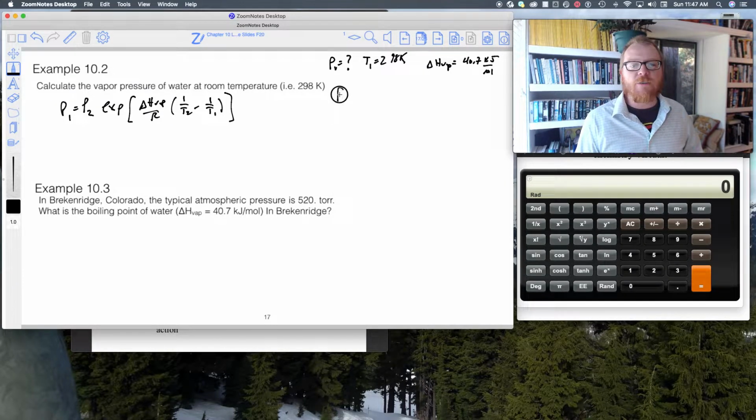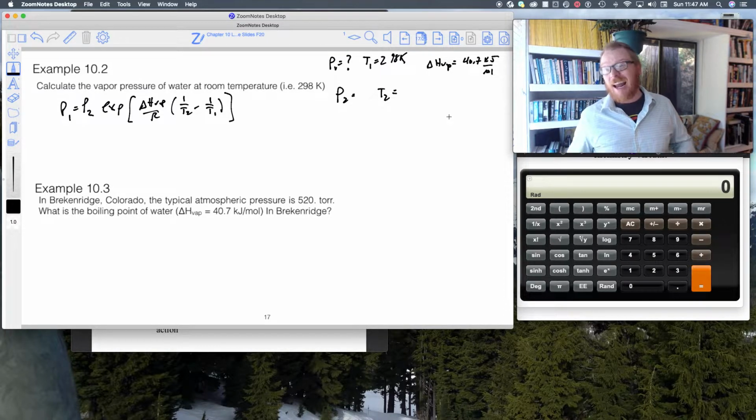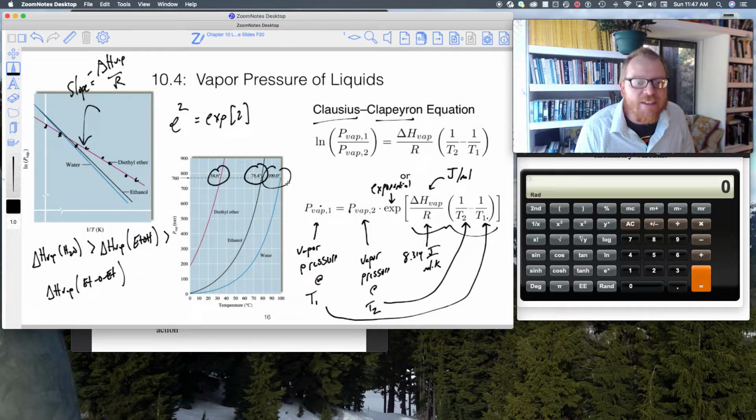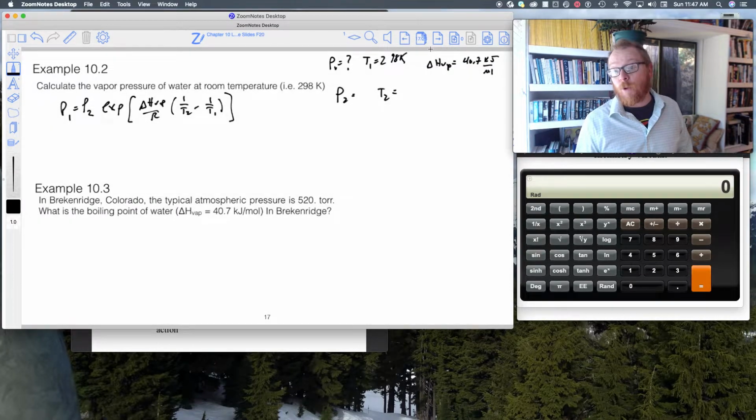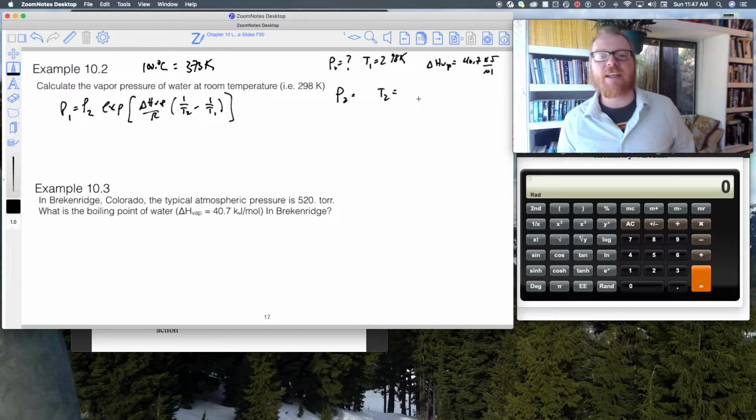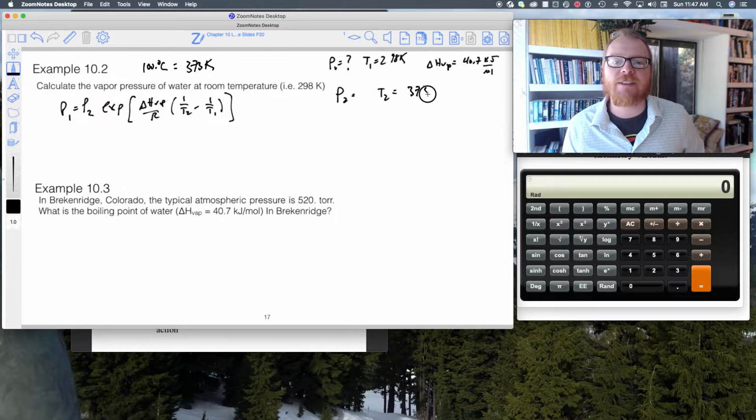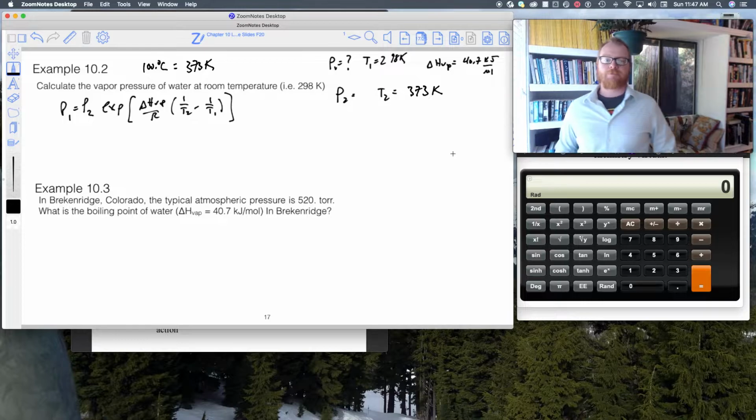So now we need to define P2 and T2. And I can technically pick any data point along this graph, but the easiest one to pick is the normal boiling point. I also recognize I have to be in Kelvin. So if water boils at 100 degrees, that's 373 Kelvin, right? 100 plus 273. So I'm going to say T2 is 373 Kelvin.